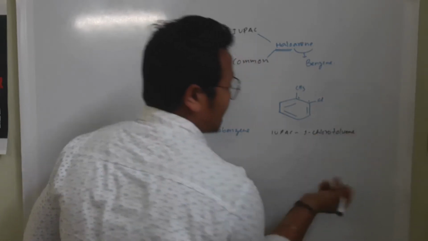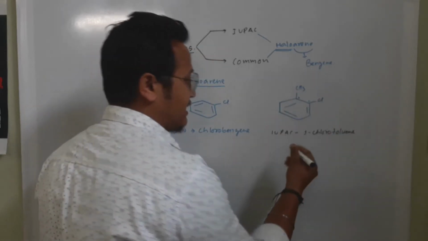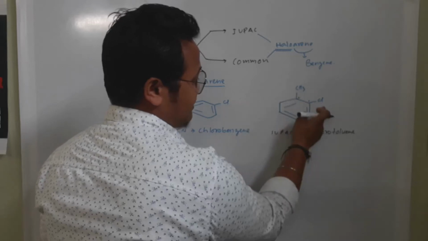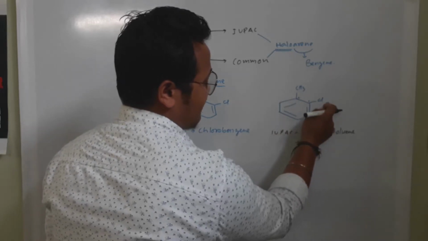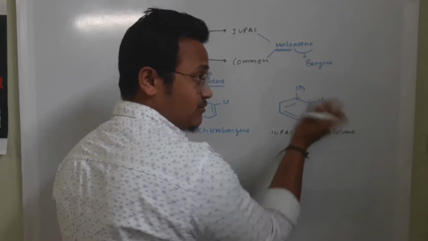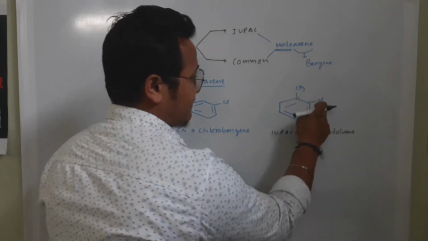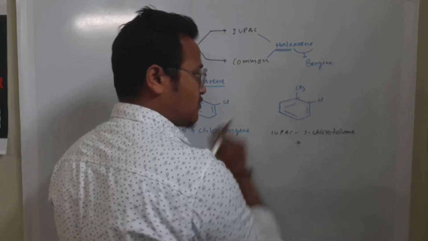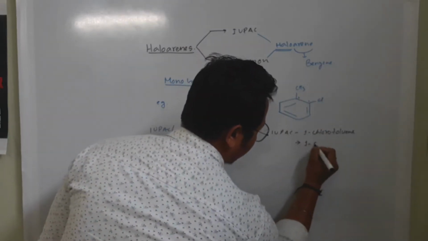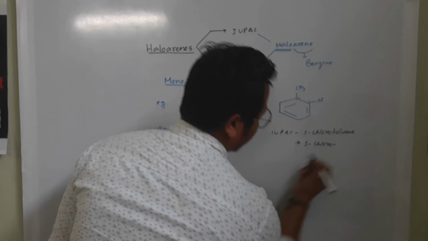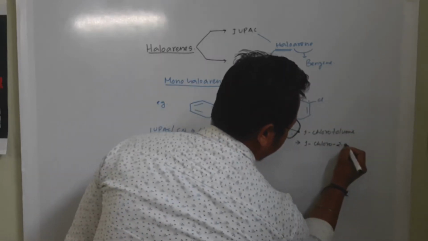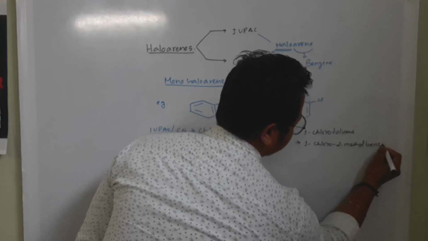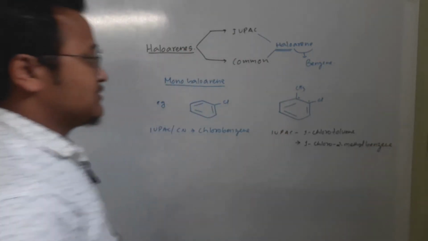toluene. Or, if we are not writing this, then the methyl will also act as a substituent. So what we have to do here is go by alphabetical order. Chloro, C, and methyl, M. Which comes first? Chloro comes first. So what we write is 1-chloro, then 2-methyl, then benzene. Clear, guys? So it is too easy.